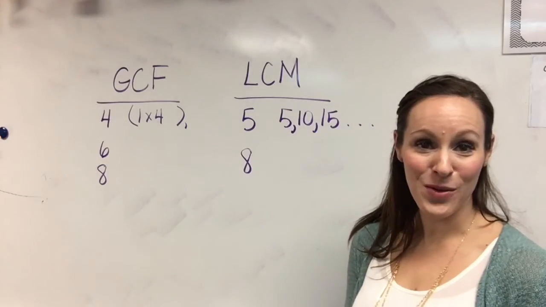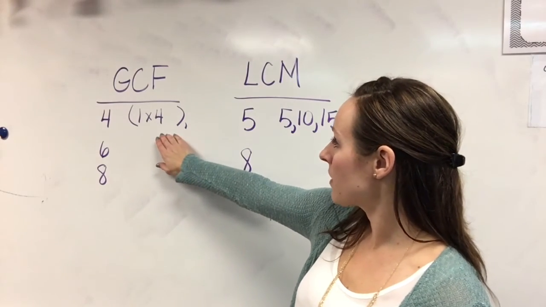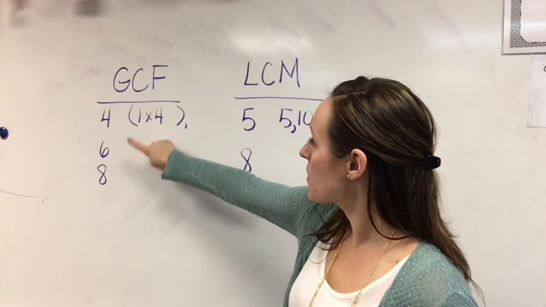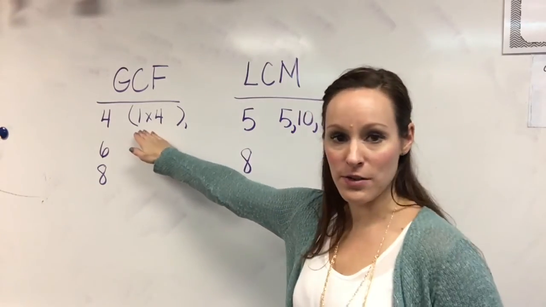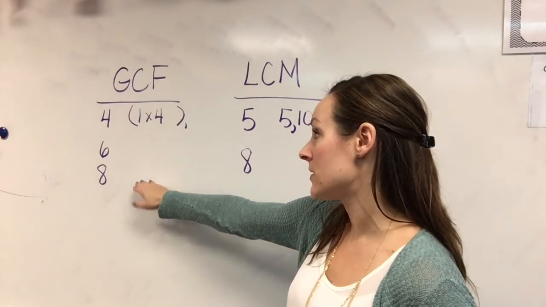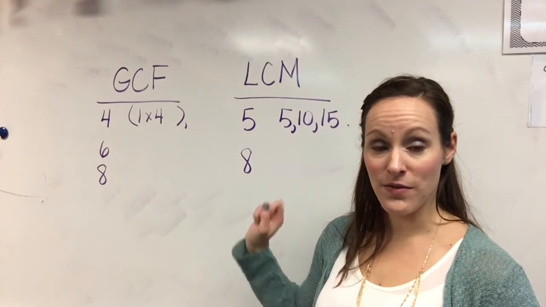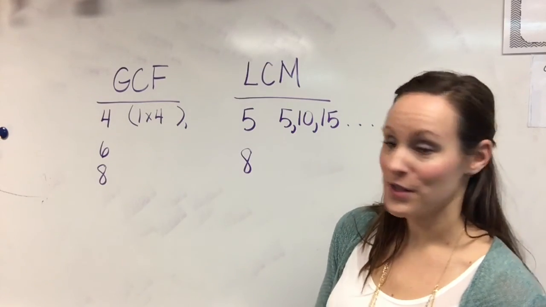For your practice, I want you to do a couple of problems for me. First, I want you to find the greatest common factors for 4, 6, and 8. So you'll start with your pairs of factors for 4, your pairs of factors for 6, your pairs of factors for 8. Then you will list out those factors in order, and then you'll circle the greatest common factor.